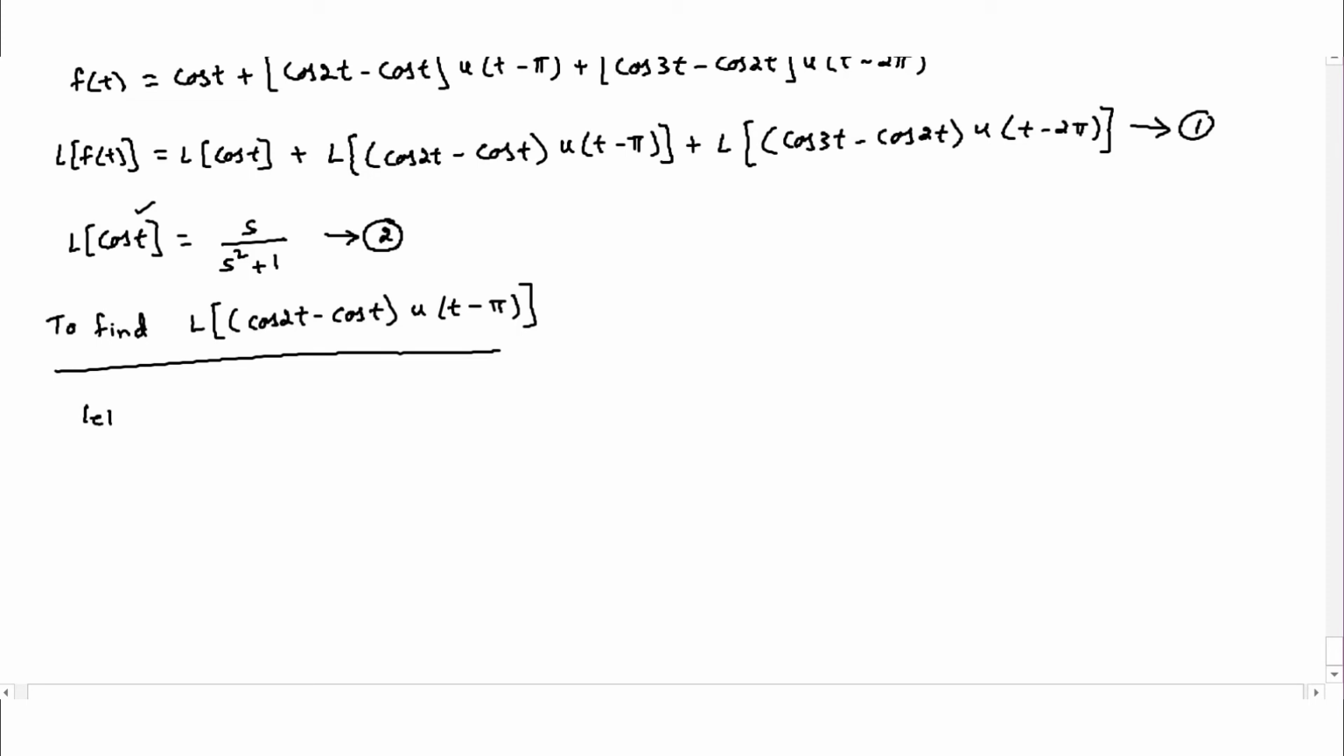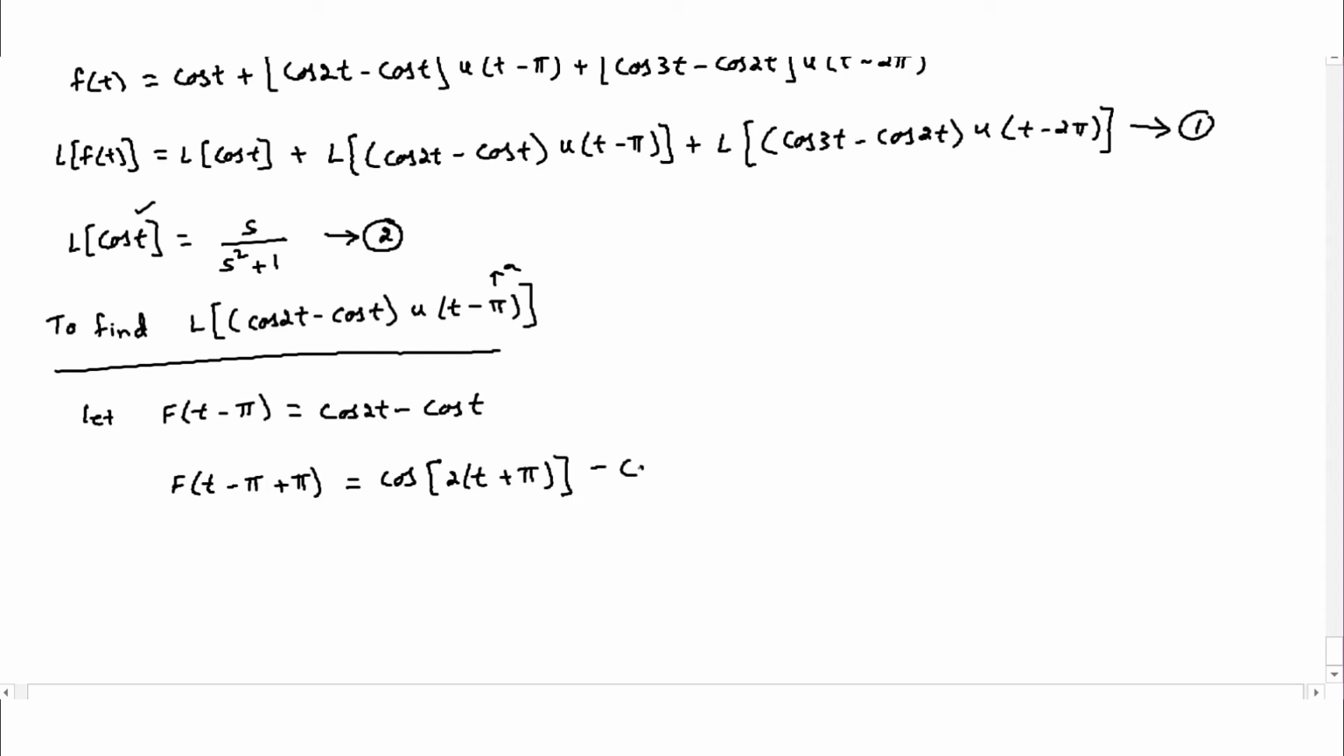So I'll take this function to be equal to capital F of t minus a. In this case, the value of a is pi. So F of t minus pi will be equal to cos of 2t minus cos of t. But because you are having t minus pi, to get the value of t you have to add pi over here. On the right hand side also I'll do the same thing: t plus pi, minus cos of t plus pi.